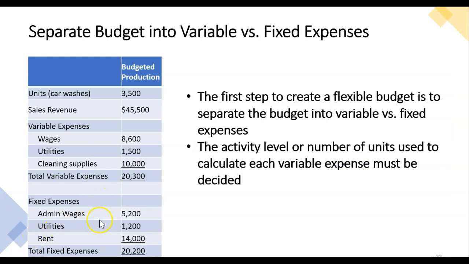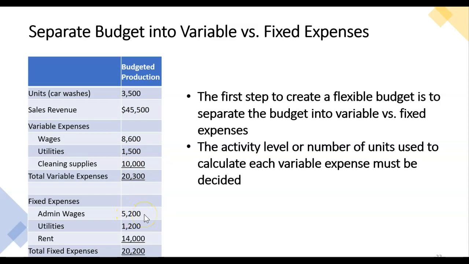The first step in calculating a flexible budget is to take a look at your planning budget, which is the budget that you prepare before the period begins, and break those costs into their variable components and their fixed components. So you've got your variable expenses, wages, utilities, cleaning supplies, and our fixed expenses. And if you look at these, you can see that we've got wages and utilities in both the variable section and the fixed section. So this means that our wages and utilities are actually a semi-variable or a mixed expense, and the company went through the work of breaking it down into what proportion of that expense is strictly related to number of car washes that we do, and what proportion of that expense is fixed.